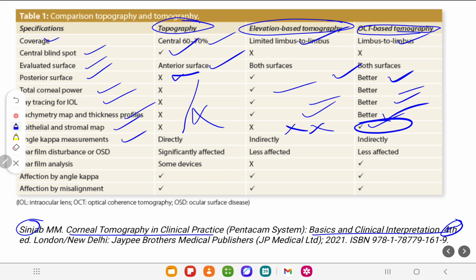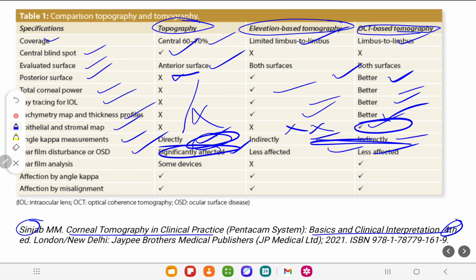Angle kappa measurement: indirectly in this case, indirectly in topography, directly in OCT. Okay, tear film disturbance: significantly affected in topography, less affected, less affected in the others. Because topography depends upon reflection, that's why it is significantly affected, and these two are less affected by tear film. Tear film analysis is in some devices, and yes, in OCT there is tear film analysis. Affected by angle kappa: it will always affect, if angle kappa is high or low, it affects in every condition. So affection by misalignment, that's the ultimate truth.